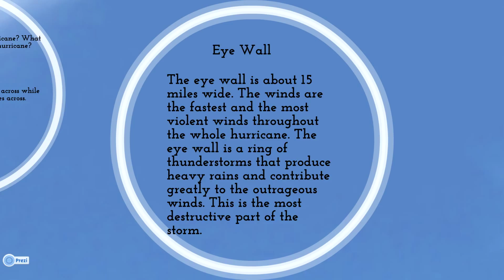Now, the eye wall is a different story. The eye wall is the most violent part of the hurricane, and it causes the most damage. And it is about 15 miles wide, and as from its name, it is just outside the eye.